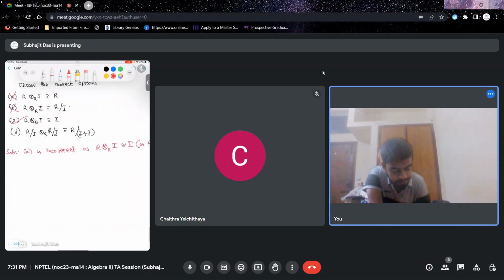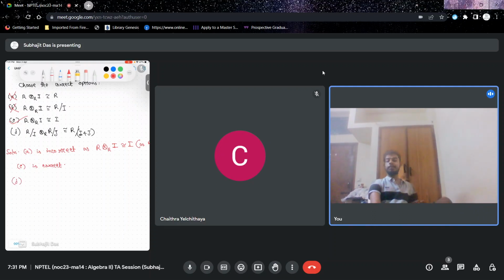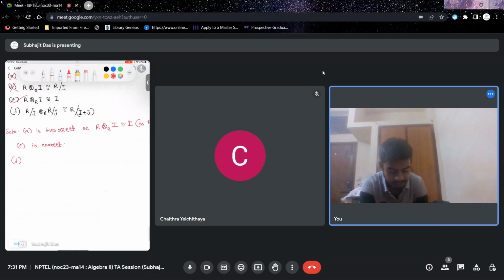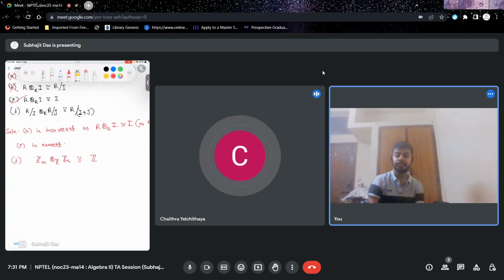What about option D? So C is correct. And what about option D? Will D be correct or not? In fact, you have already seen an important instance of this. I covered this back at the beginning of this session. So you know that Zm tensored over Z with Zn, as a Z module, as an abelian group, is isomorphic to what? Z... Exactly.